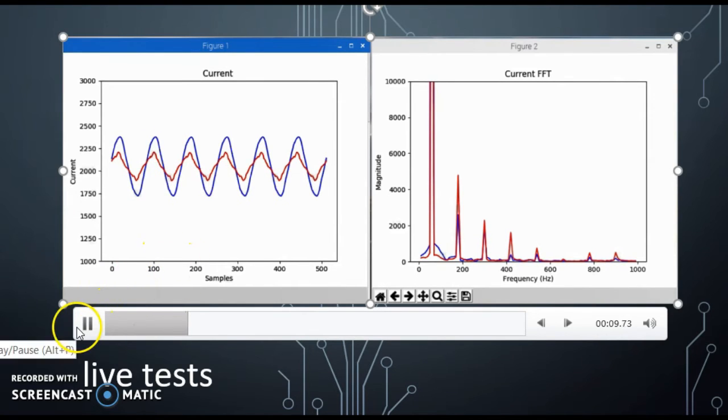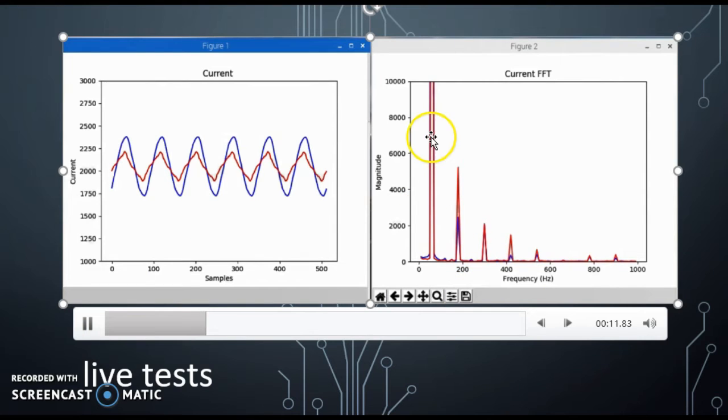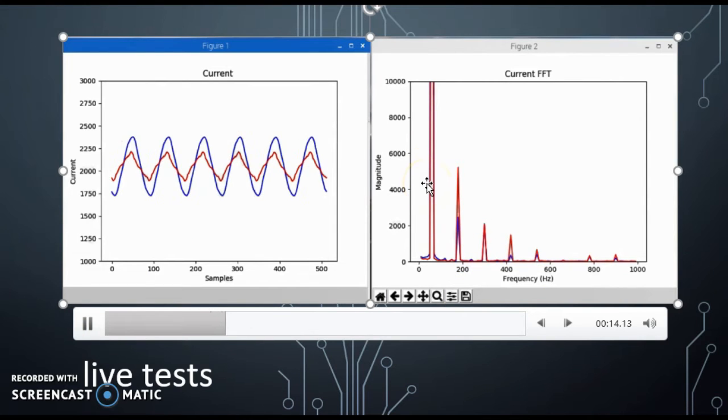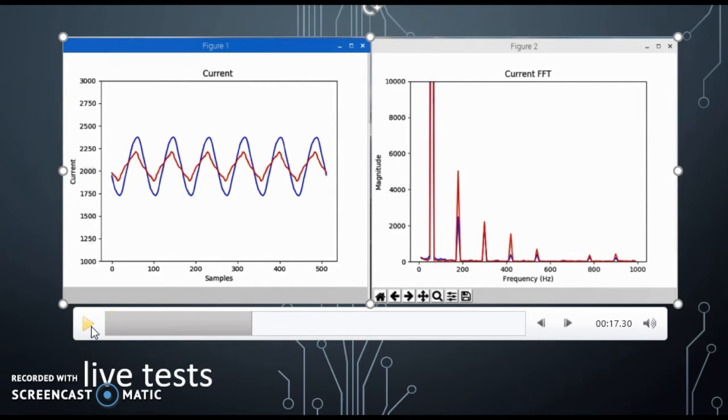Now this is accompanied by a spike in the 60 Hertz frequency on the plot on the right, which you would be able to see, but we've cropped the axis here so that you can better see the subsequent harmonics, which are much lower in relative magnitude to the 60 Hertz frequency.